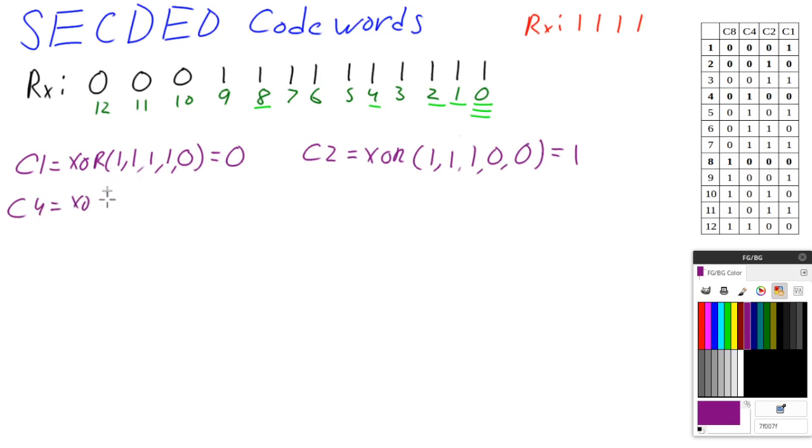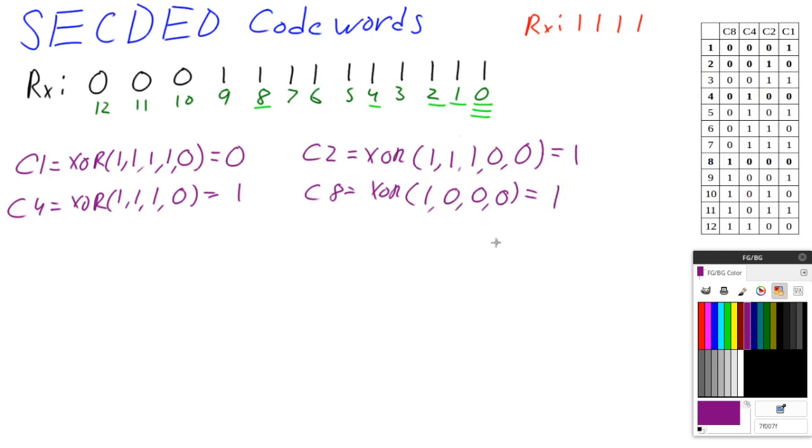I can't make R's to save my life. There we go. So C4 is the exclusive OR of 5, 6, 7, and 12. So 1, 1, 1, 0. And so this parity bit comes out to be a 1. And C8. What do we got here? Well, it's 9, 10, 11, and 12. So that is 1, 0, 0, 0. And what's this come out to be? It comes out to be a 1.